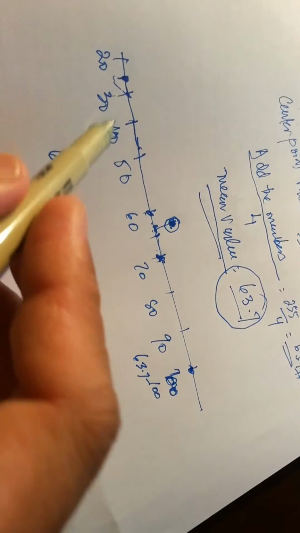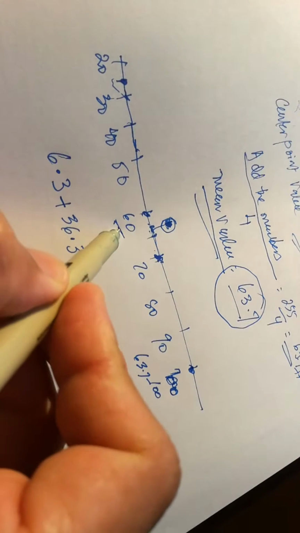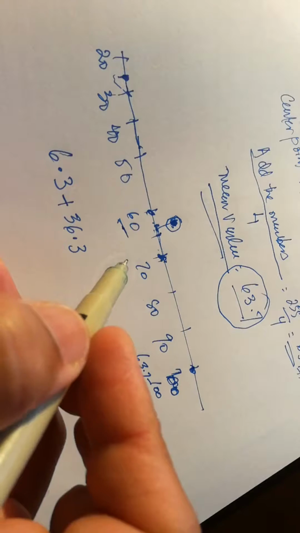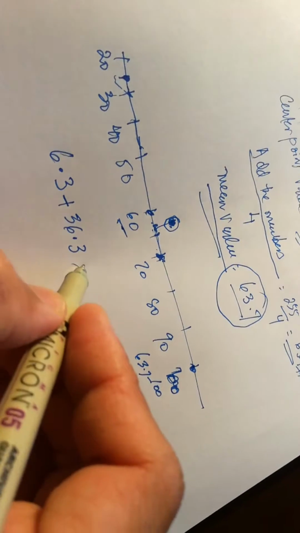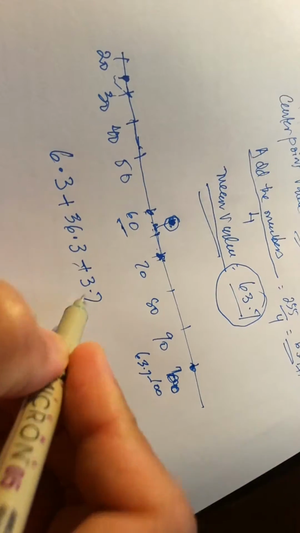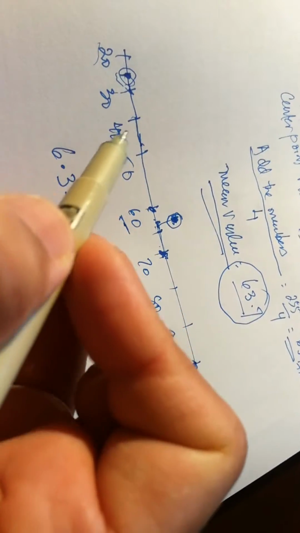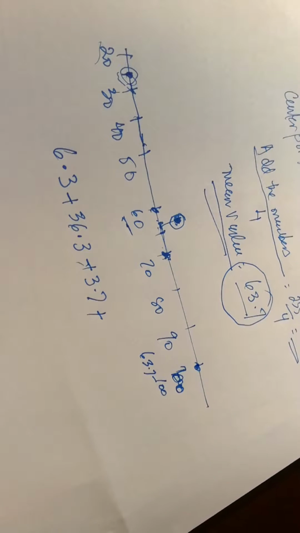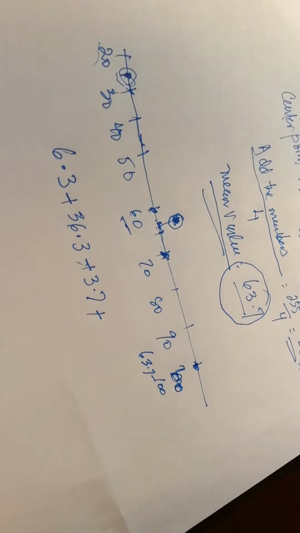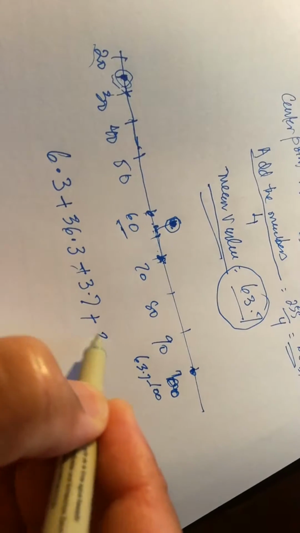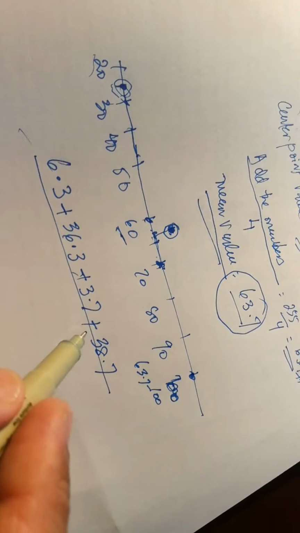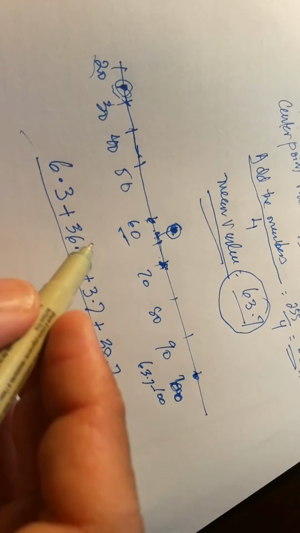Then you go to 60, another point. How far is it from 63.7? It is 3.7. You take the absolute value, and then you go to 25 and do the same thing. 25 minus 63.7, and that is 38.7. So here I have 38.7. You add all of them together, and just exactly as you do, you take the mean of this deviation.